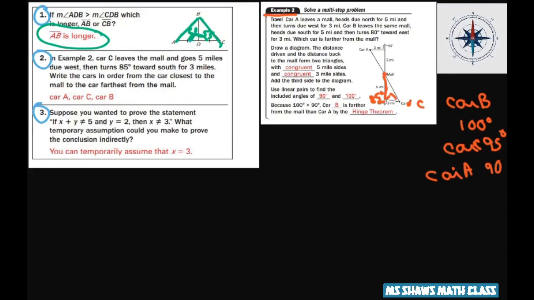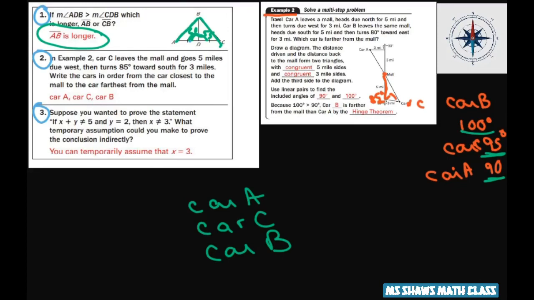So basically you just pick the biggest one. Car A is the smallest, so car A is the closest. The next smallest is car C, and then we still have car B. So you're just going by the angles. All right.